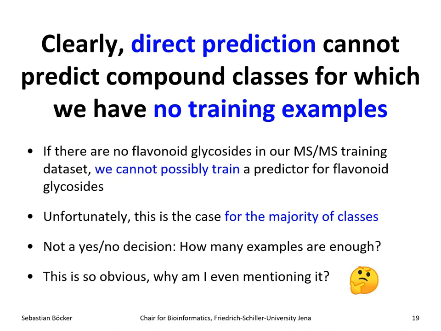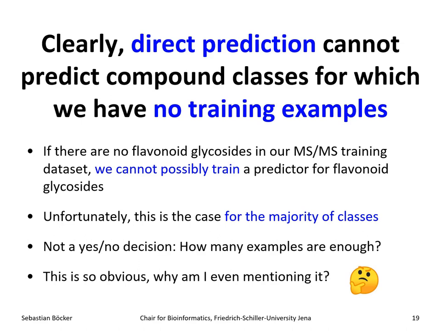Not clear why I'm even mentioning that here, but you should be aware that this is the case for the majority of classes in ClassyFire. Many of these classes are very, very small, and we have very little training data, if any. And also be aware that this is not a 0-1 decision. This is not a, we can train something or we cannot train something. Are 5 examples enough to train a classifier for flavonoid glucosides? Or do you need 10? In CSI:FingerID, for example, we use something like 25 or 50. This changed over time.